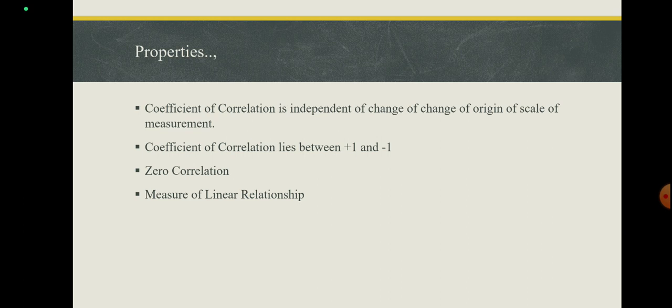Next one, it always lies between +1 and -1. This property of r always serves as a useful check on the correctness of the calculation. If the value of r lies outside the range, it means that there is some error in the calculation. The property says that the value of r will always be between -1 and +1. If the value is outside those two limits, then the calculation is wrong.